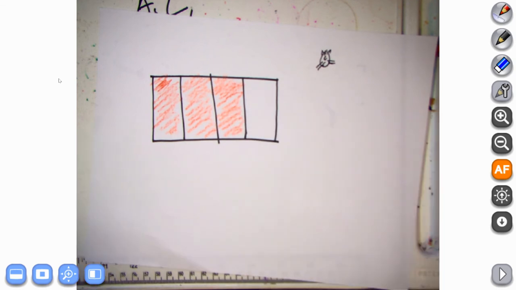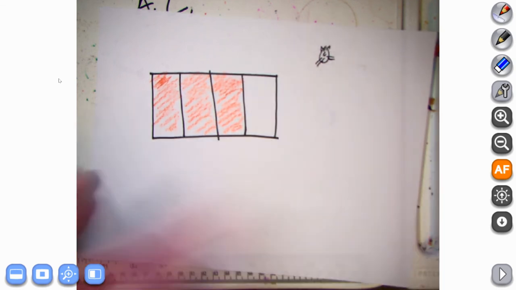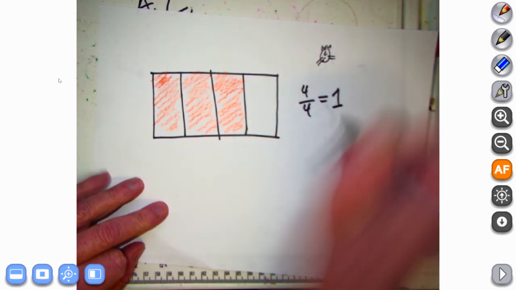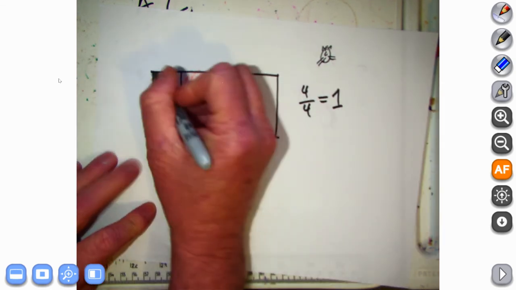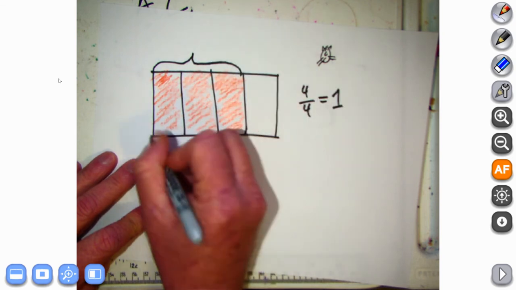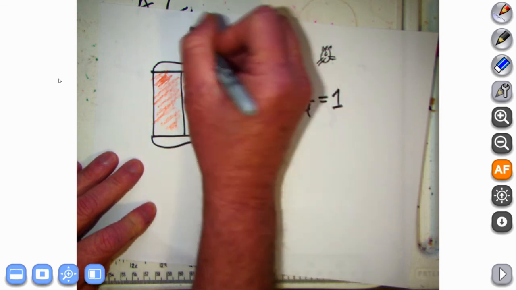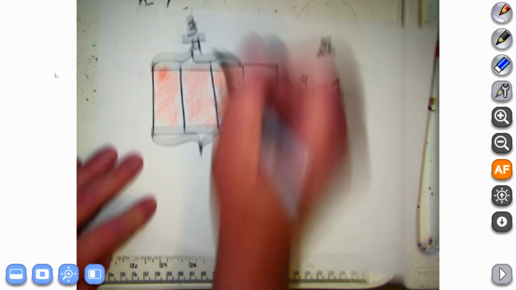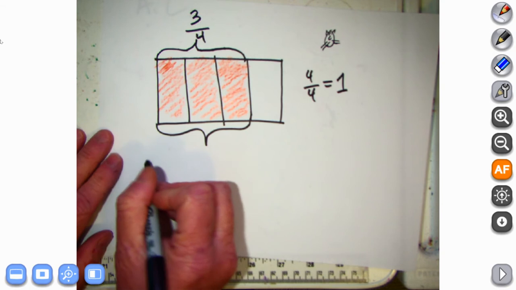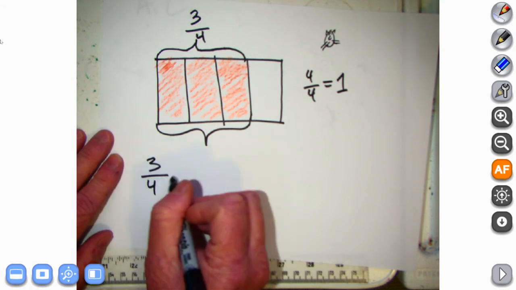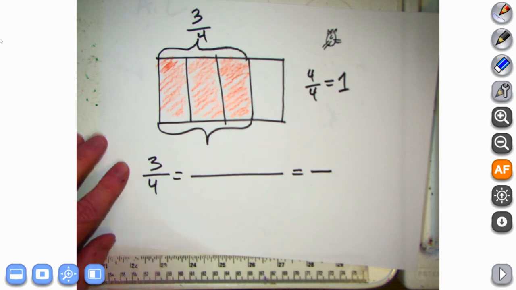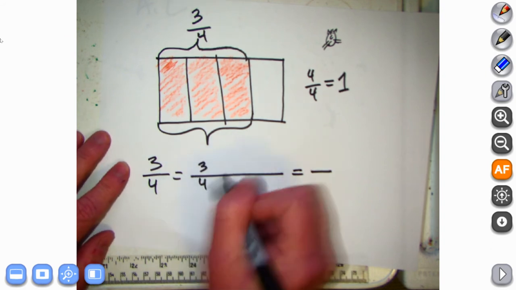Okay, so one whole, right? If I were to shade that in, we would have 4/4, and 4/4 would equal one whole, okay? But we only have 3/4. 3 out of 4, not 4 out of 4. So this represents 3/4. What are we going to do next? Well, let's think about it. We're going to make an equivalent fraction, right? And we're going to use multiplication. What should we do? We're going to do 3/4 times something.